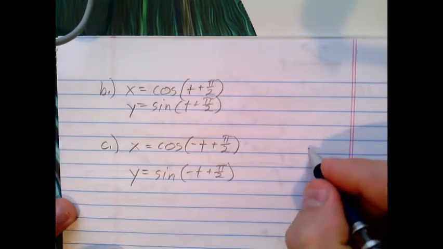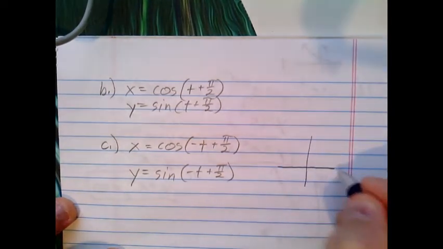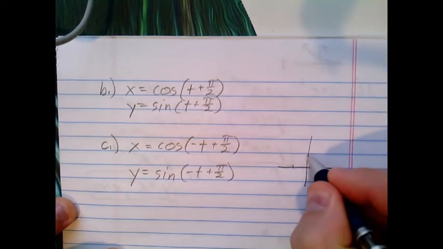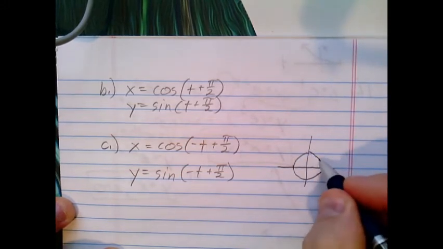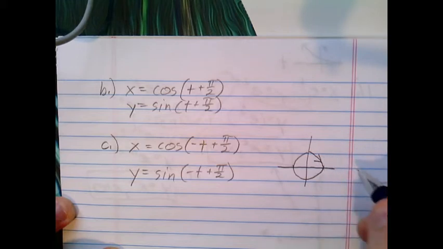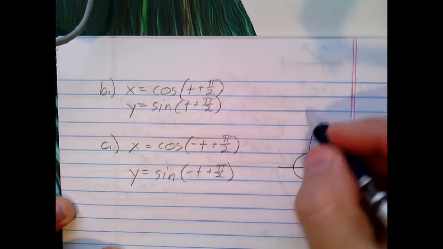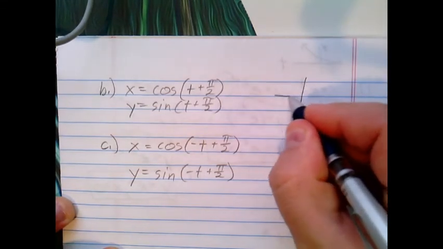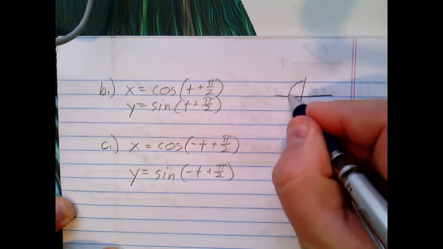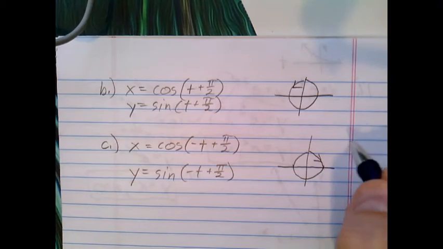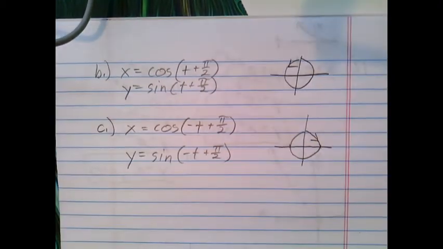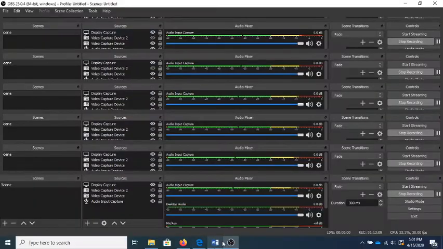If I was drawing this on paper, then here's my little unit circle. In this one, I would draw an arrow showing that I'm going clockwise. Up here, if I were drawing it, I would draw an arrow that shows I'm going counterclockwise. That gives me my orientation. Alright, back to the outline.